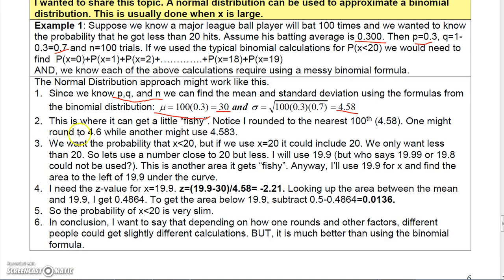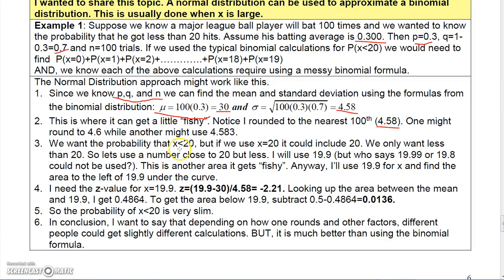So it gets a little fishy here. I rounded to the nearest hundredth, but somebody else might round to 4.6, which will change the answer a bit. And someone else might take it out to more decimals, which is 4.583. But anyway, I'm going to use 4.58.